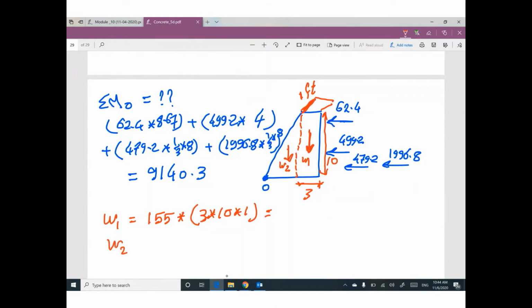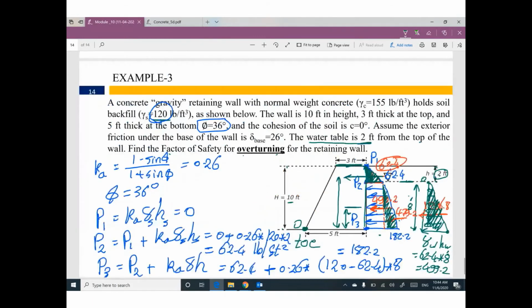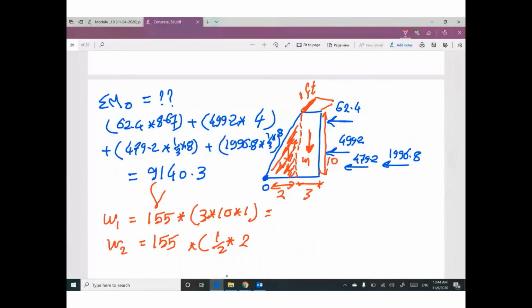W2, 155 is gamma. What is the volume for this shape? The area for this triangle is 1/2, this distance will be 2, this height is 10, and the unit width is 1. So W1 is 4,650, and W2 is 1,550 pounds.